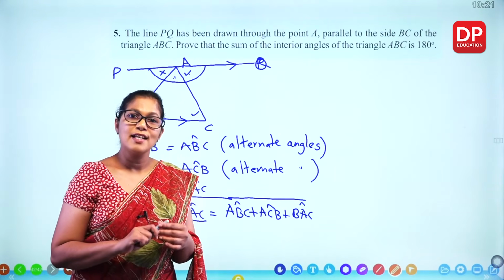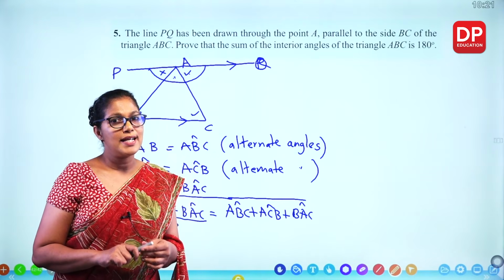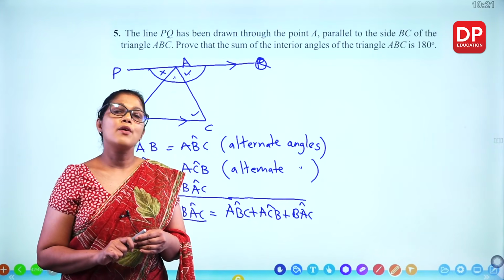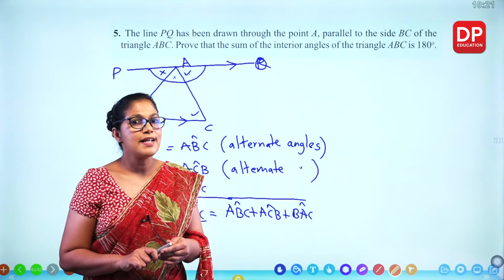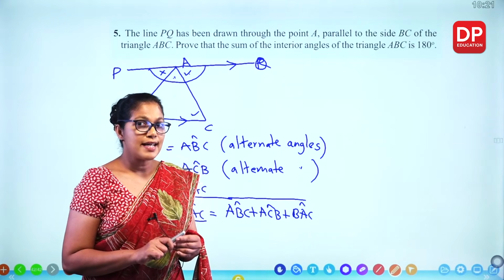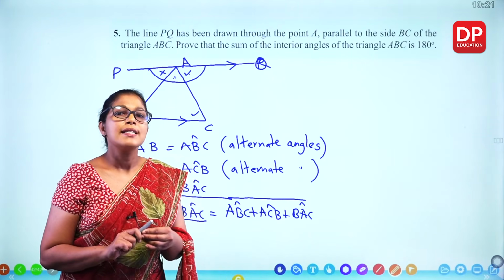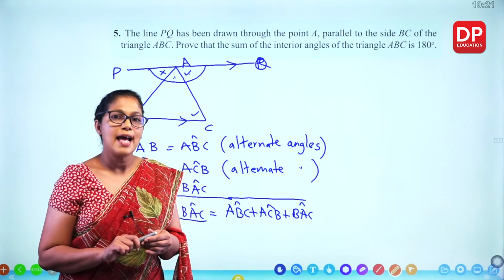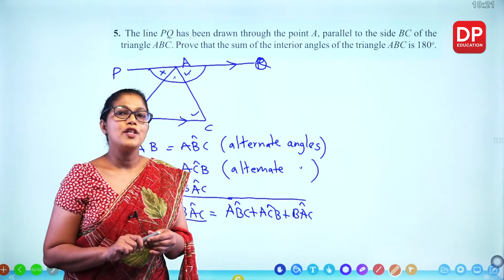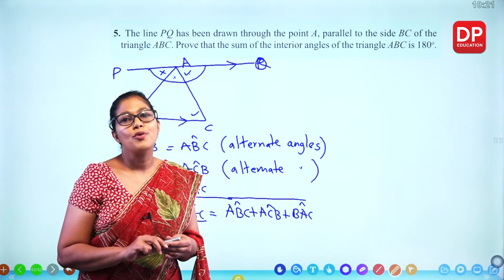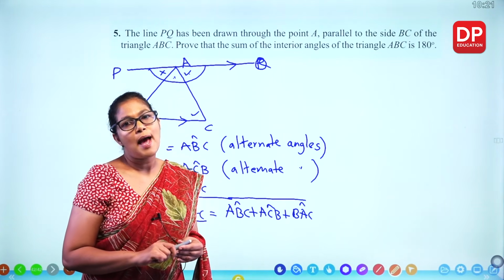In this lesson, we covered two theorems. One is that the exterior angle is equal to the sum of the opposite interior angles. And the next one is we learnt that the sum of angles in a triangle adds up to 180. So when you get triangles, use those two theorems in applications.